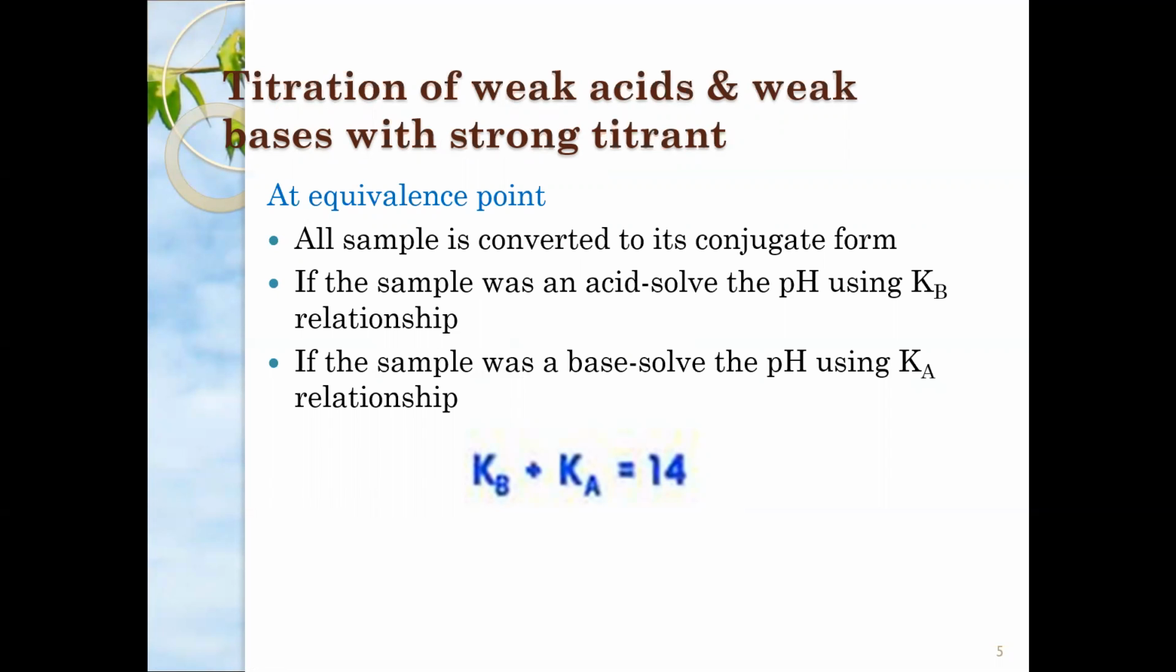So for base, it's the opposite of acid. Okay. So what happens at equivalence point? At equivalence point, all of the sample will be converted to its conjugate form. So if you start with a weak acid sample, at equivalence point, all of the weak acid has been converted to conjugate base. And then calculation of pH at this point would use Kb because no more acid is present, so we have to use the Kb expression. And if the sample is a base, then we have to use the opposite. We use Ka instead at equivalence point.